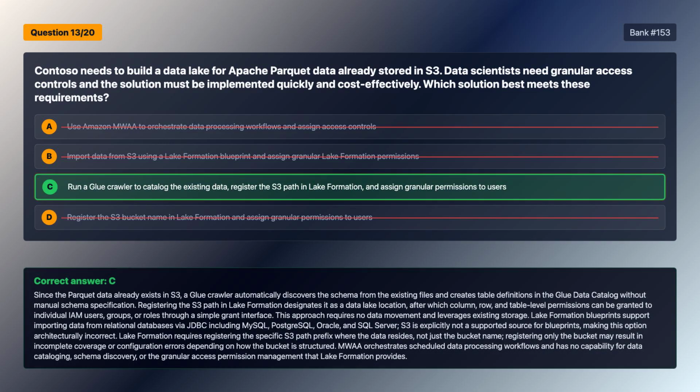The correct answer is option C. Since the Parquet data already exists in S3, a Glue crawler automatically discovers the schema from the existing files and creates table definitions in the Glue Data Catalog without manual schema specification. Registering the S3 path in Lake Formation designates it as a data lake location, after which column, row, and table-level permissions can be granted to individual IAM users, groups, or roles through a simple grant interface. This approach requires no data movement and leverages existing storage.